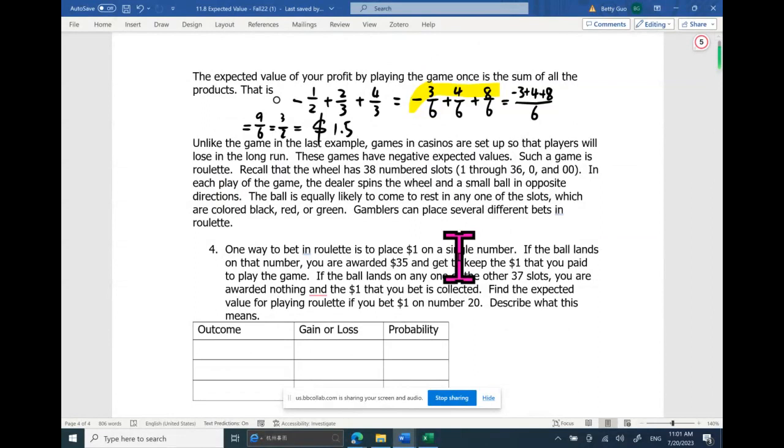Recall that the wheel has 38 numbered slots, 1 through 36, 0 and double zeros. In each play of the game, the dealer spins the wheel and a small ball in opposite directions. The ball is equally likely to come to rest in any one of the slots, which are colored black, red, and green. Gamblers can place several different bets in roulette.